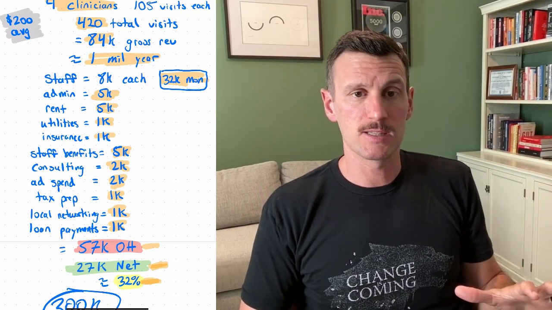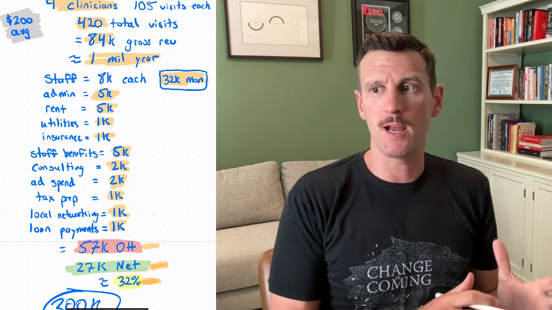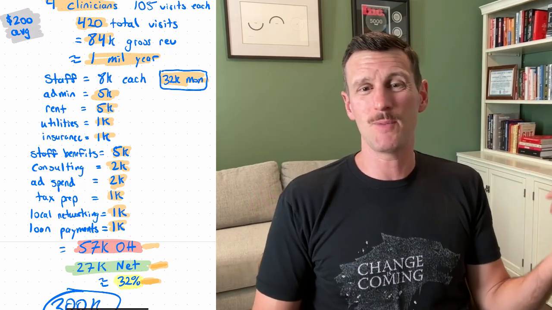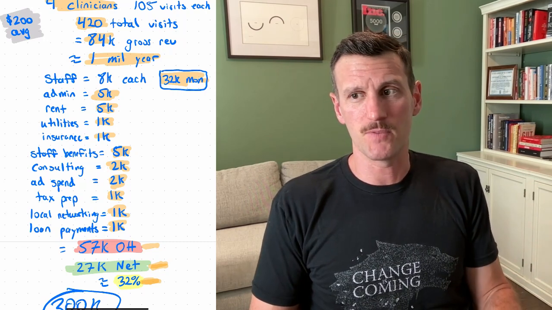So when you look at this, maybe you're just starting. Maybe you're at $5,000 a month. Maybe you're just thinking about starting. Don't take this as an example of something that could never happen.